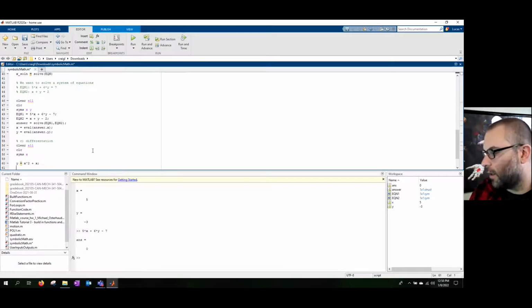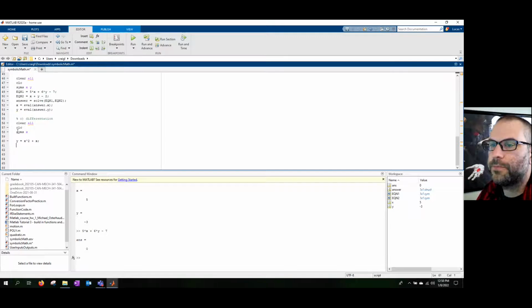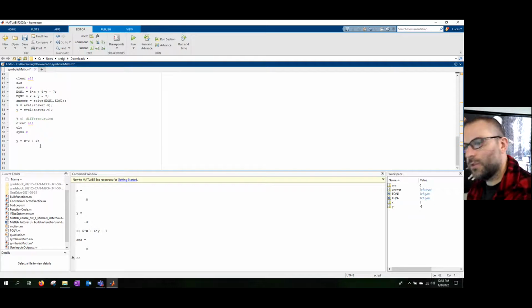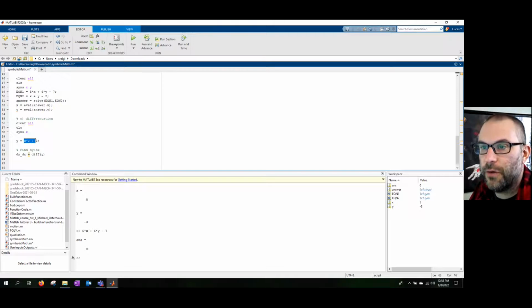We're going to find the differential or the derivative of this. So again, create an equation. We're using syms. Here's y. And what I want to do now is find dy/dx, which is the slope of that line or the first derivative. So dy/dx, I'll call it like this, is just diff of y. That's Matlab's built-in function to find the derivative. And when I run it, it should give me 2x plus 1.